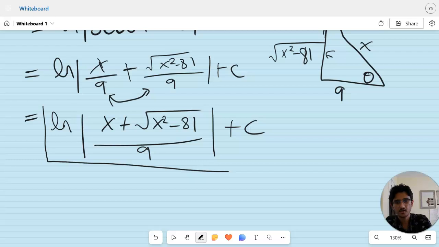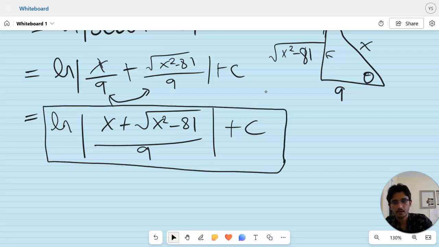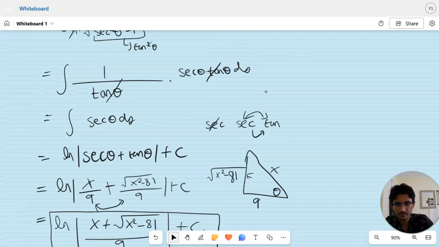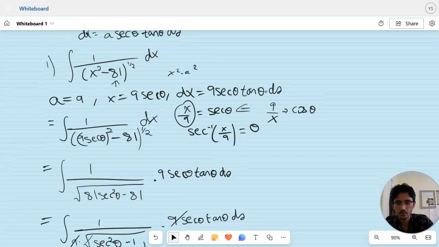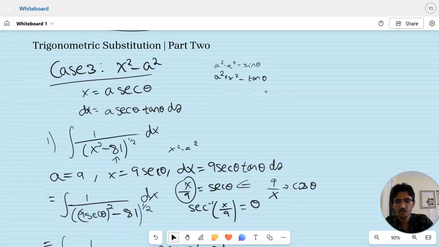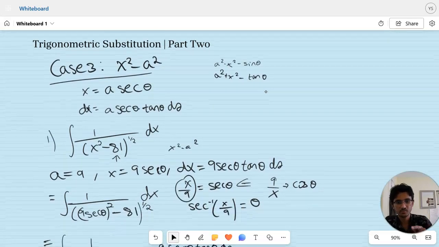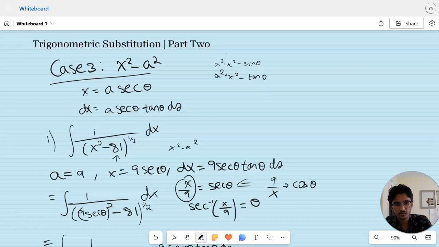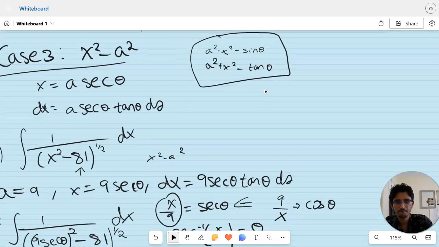Alright guys, that is our final answer. I hope you have gained an understanding of what we do when we have x squared minus a squared. If you haven't already, check out the previous part, which contains these two cases and an example with both of them.